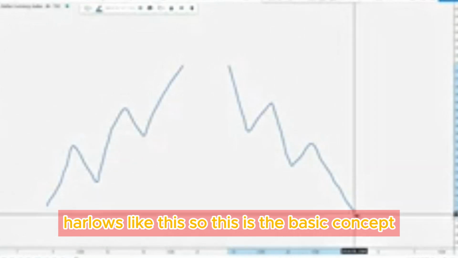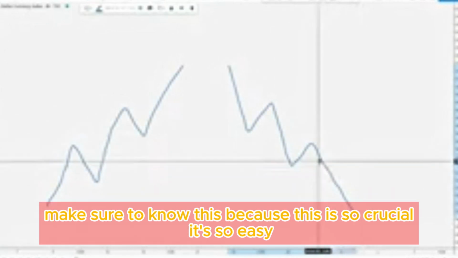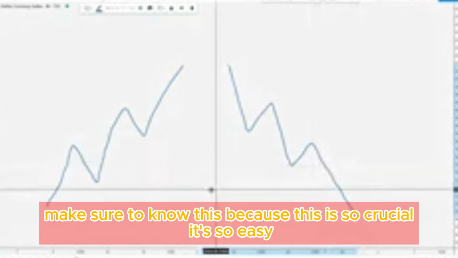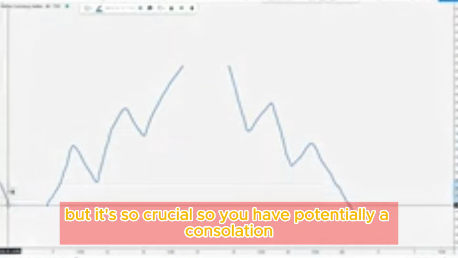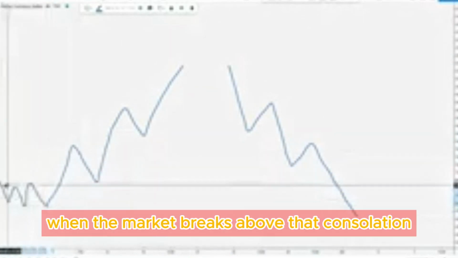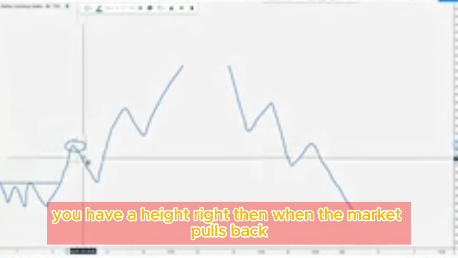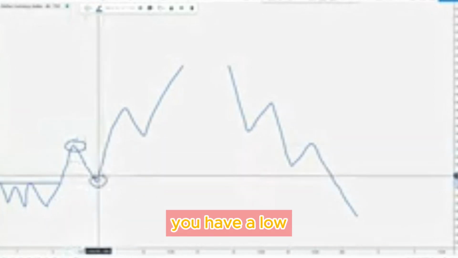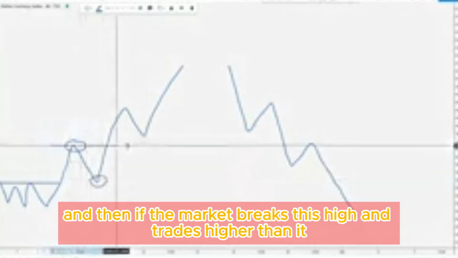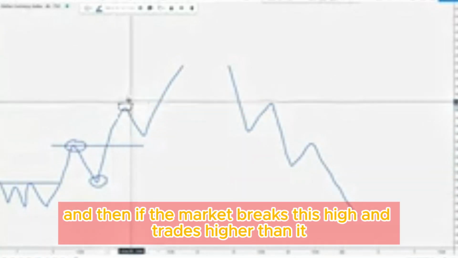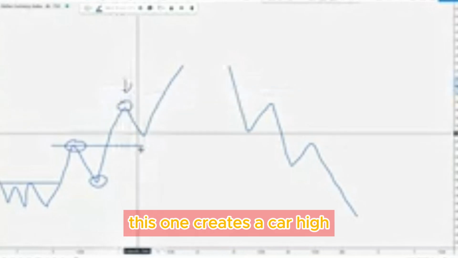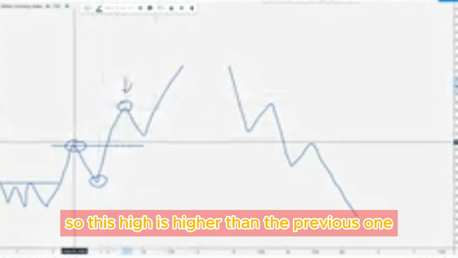So this is the basic concept. Make sure to know this because it is so crucial. It's so easy, but it's so crucial. You have potentially a consolidation. When the market breaks above that consolidation, you have a high. Then when the market pulls back, you have a low. And then if the market breaks this high and trades higher than it, this creates a higher high. So this high is higher than the previous one.